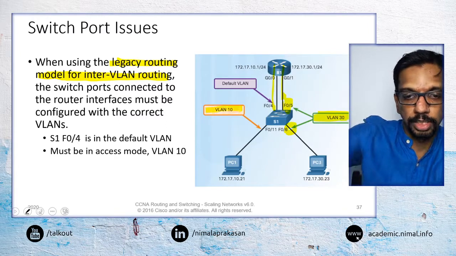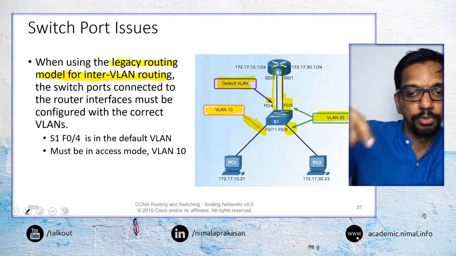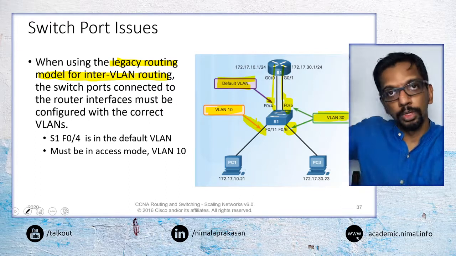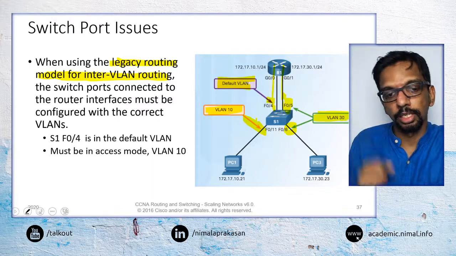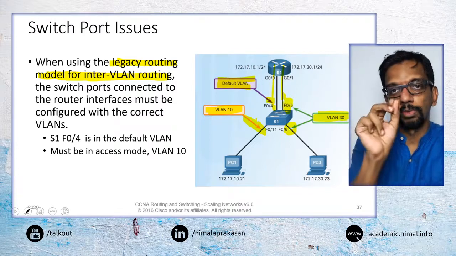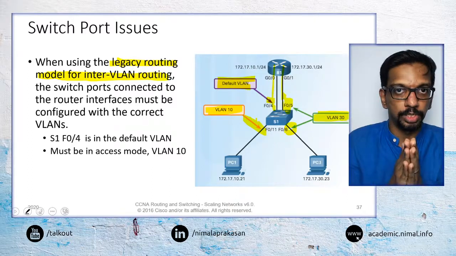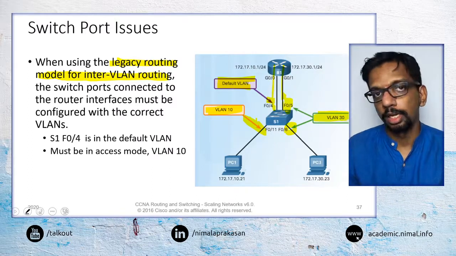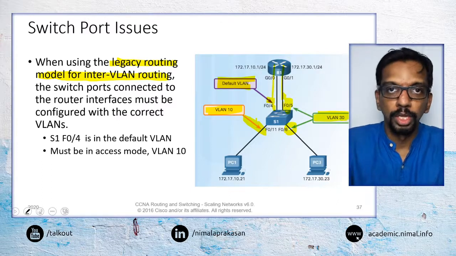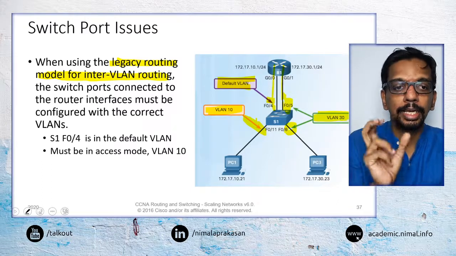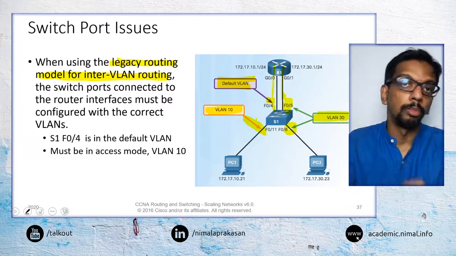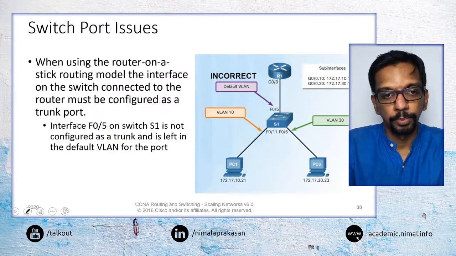So here, for example, this is VLAN 10, but here we have left it as the default VLAN, so it will not be used for routing purposes. That is a problem here. So we have to associate the connectivity to the router interfaces also to the correct VLAN network. That could be one issue when we are using the legacy routing model in inter-VLAN routing.